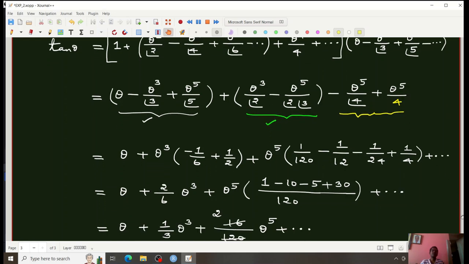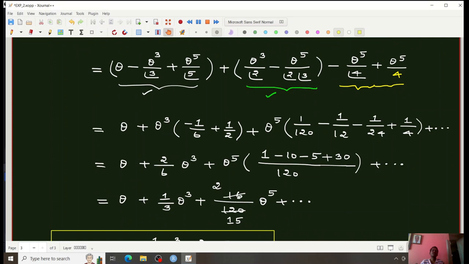Now, what we have to do is simplify. When you simplify these two, taking LCM as 6, so this is 3 minus 2, 2 over 6. Likewise, the LCM of all these numbers is 120, you will have 1. Here it is 10, it is 5, and here it is 30. Okay? So, when you simplify this, you will get 16 over 120. And 2 over 6 can be cancelled to 1 over 3. 16 over 120 can be cancelled with 8. 2 times 8, this is 15 times 8.